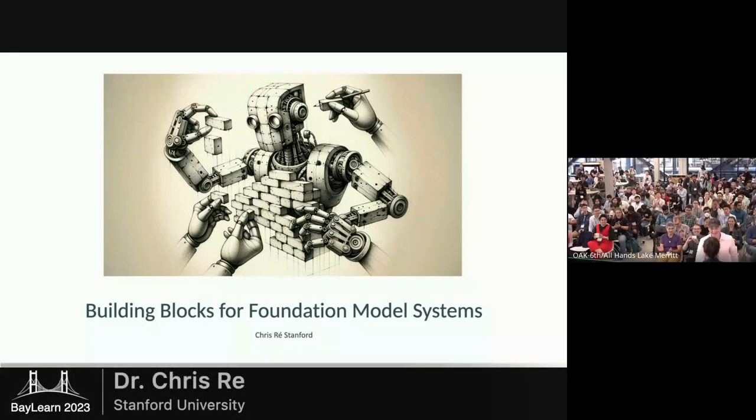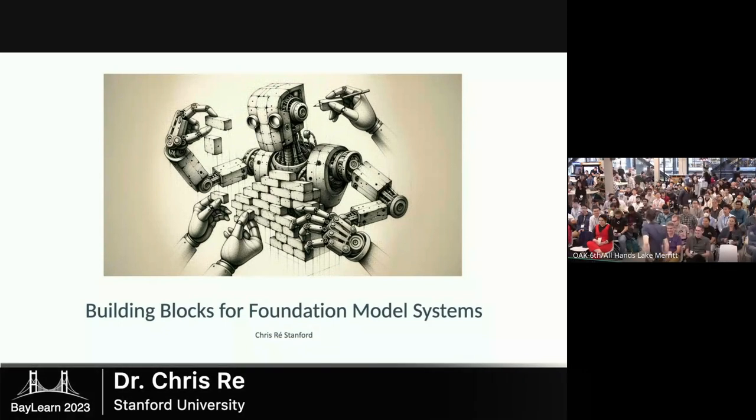Thanks so much for the warm introduction. It's great to be here. This is a fantastic space. This is my first time here, and the deck and the weather are just really amazing.